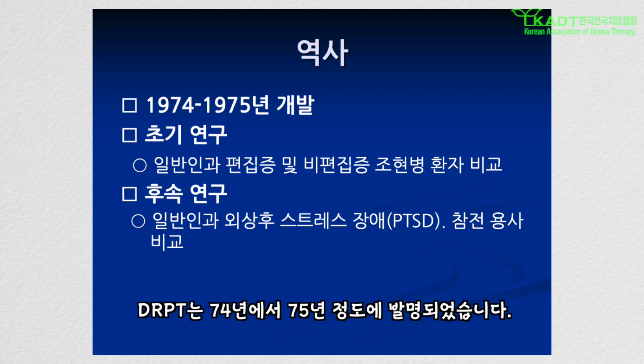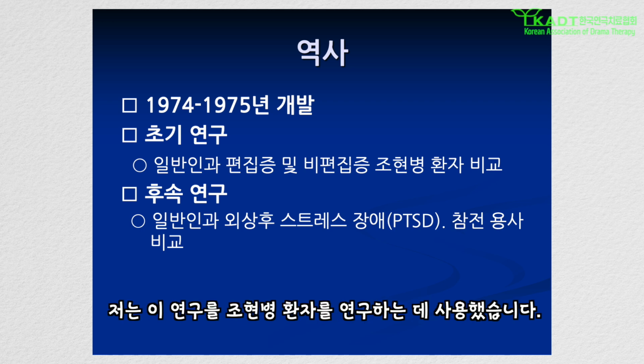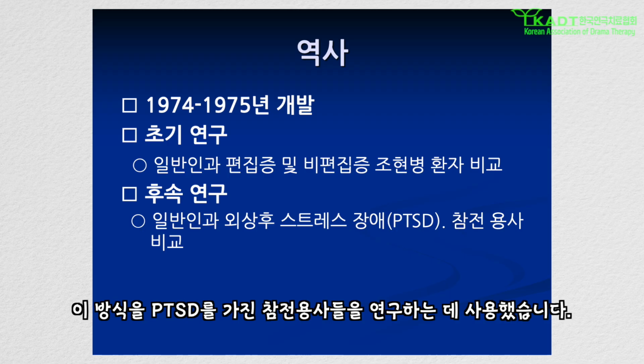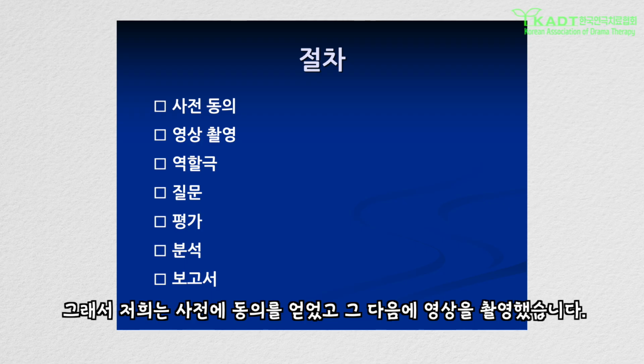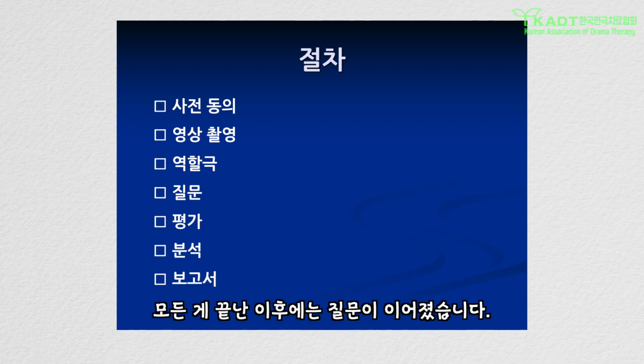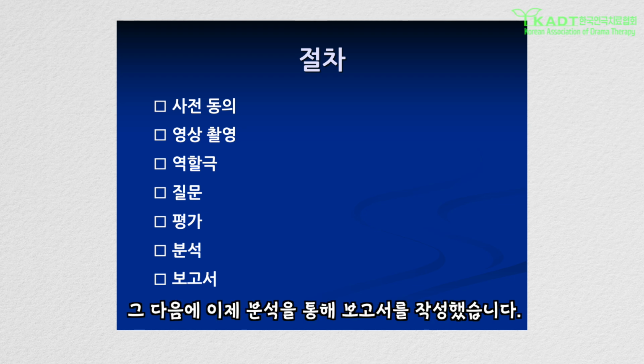So the DRPT was developed in 1974 and 1975, and I used it to compare and to study schizophrenia. And then years later, about 10 to 15 years later, we used it to study post-traumatic stress disorder in combat veterans. We asked our subjects for informed consent. We videotaped the role plays. It involved role playing. After the role playing, there were questions that we asked the subjects, and then we did an analysis and then wrote it up into an article.